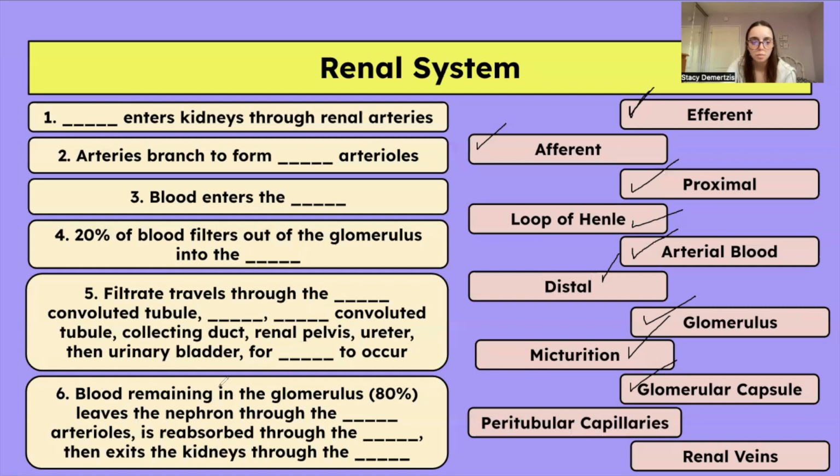Now number 6, blood remaining in the glomerulus, 80% of it, is going to leave the nephron. So now we're talking about the efferent arteriole, where this blood is exiting the nephron. Efferent, exiting. It's going to be reabsorbed through specific types of vessels, and then it's going to exit the kidney through another type of vessel. So what are the two vessels? Where is blood after the efferent arteriole, around the glomerulus, around the tubules? What do we call these vessels that are going to reabsorb this 80% of blood that is going to remain?